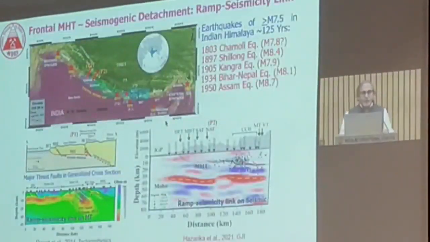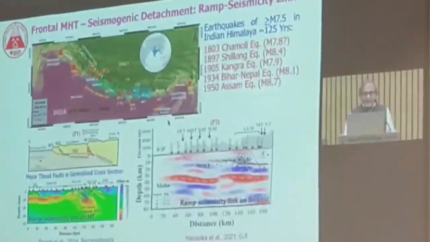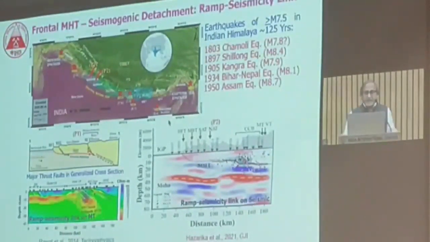If we look at the earthquake scenario across the entire Himalayan arc, we can see the 1950 Assam earthquake, the 1897 Shillong earthquake, the 1934 Bihar-Nepal earthquake, and the 1905 Kangra earthquake. Besides that, we have the 2005 Kashmir earthquake, the 2015 Nepal earthquake, and the 1833 Nepal-Bihar earthquake. In the central part of the Himalaya, we don't see any earthquake with magnitude more than 7.5 during the last 125 years.